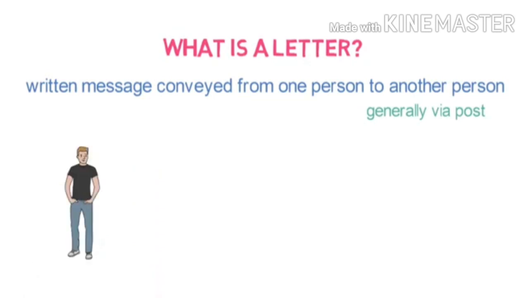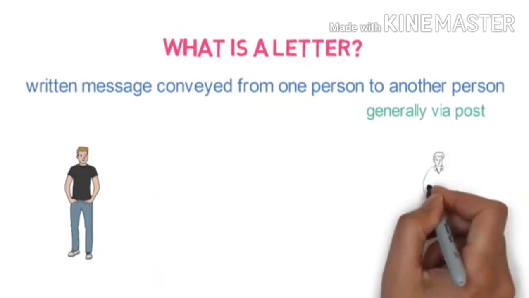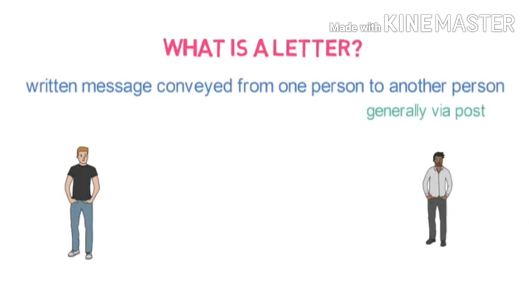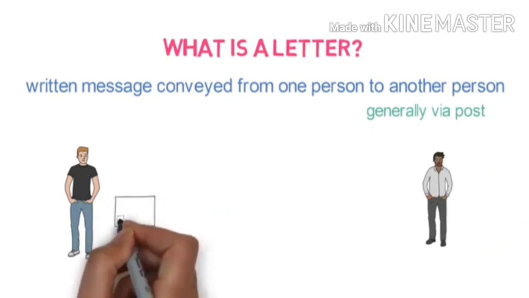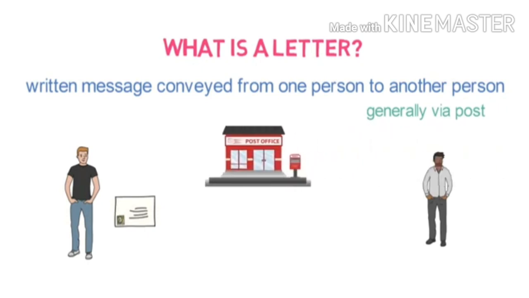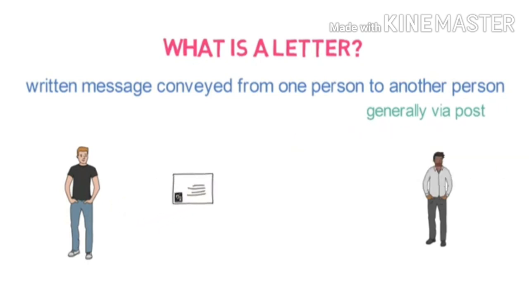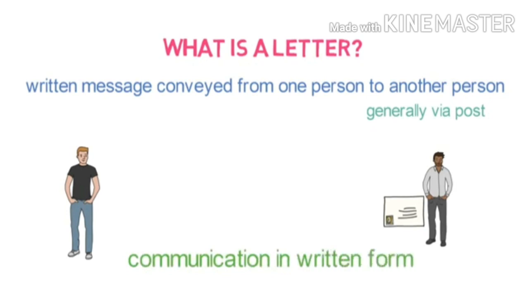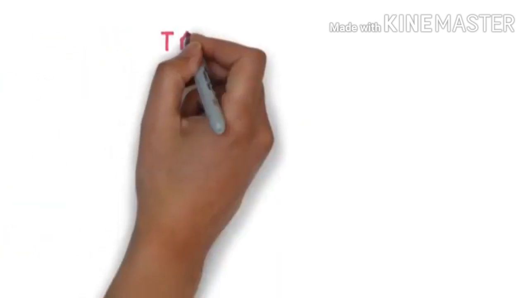If someone wants to write a letter or send a message to another person, what should we do? We should write a letter with the address and post it in the post office. And then what will the postman do? He will deliver the letter to the receiver. So this is called letter writing. So a letter is a communication in written form.